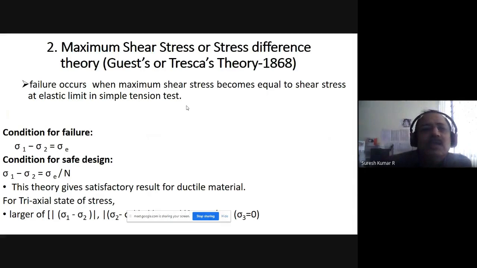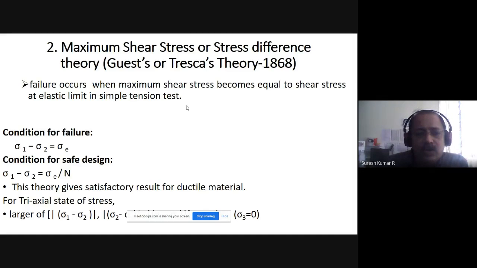The second one is the maximum shear stress theory. Here it says failure occurs when the maximum shear stress induced inside the material becomes equal to the shear stress at elastic limit during the simple tension test. So the condition here will be sigma 1 minus sigma 2 divided by 2 is equal to sigma E by 2. The 2 cancels. So if sigma 1 minus sigma 2 is allowed to reach sigma E, then the material fails.